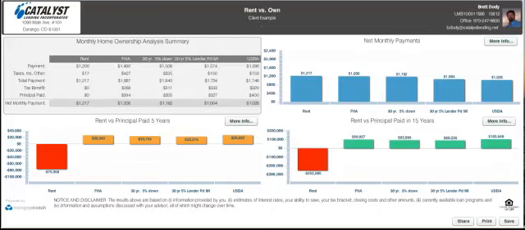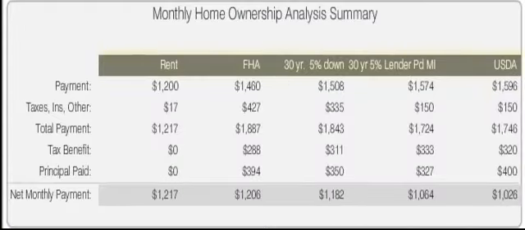On the left in the upper side we have the analysis summary. It gives the rent as well as 4 different products, which I use an FHA, a couple of different 30-year options, and a USDA product. It gives the payment breakdowns, the tax benefits, and the principal that they pay in, which will end up being a positive on their balance sheet to give you a net monthly payment.